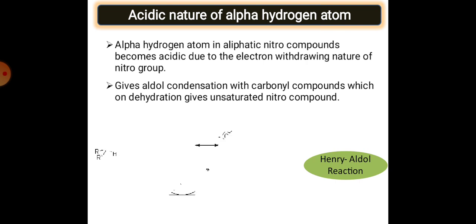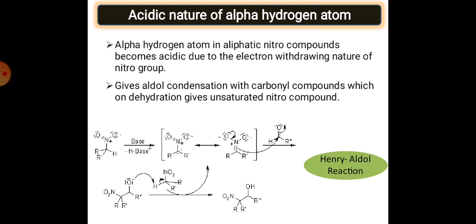Now this reaction, particularly, has this mechanism. The nitro compound should have an alpha hydrogen, that is, it must have a CH3 group, a CH2 group, or a CH group. So look at this reactant.